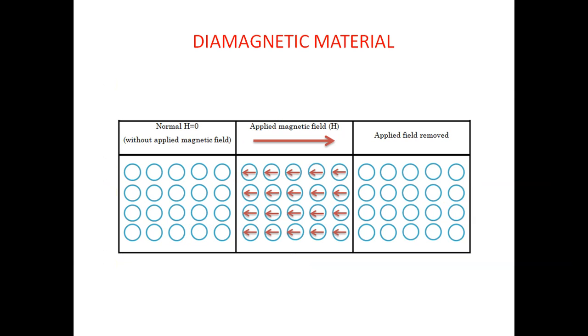We can also see the diamagnetic material behavior in an external magnetic field with the help of this diagram. So here, when no magnetic field is applied, there is no net dipole moment. When a magnetic field is applied, the dipole moments are aligned in the opposite direction. Therefore, this type of material is repelled by the magnetic field, and when the magnetic field is removed, the net dipole moment is again zero.